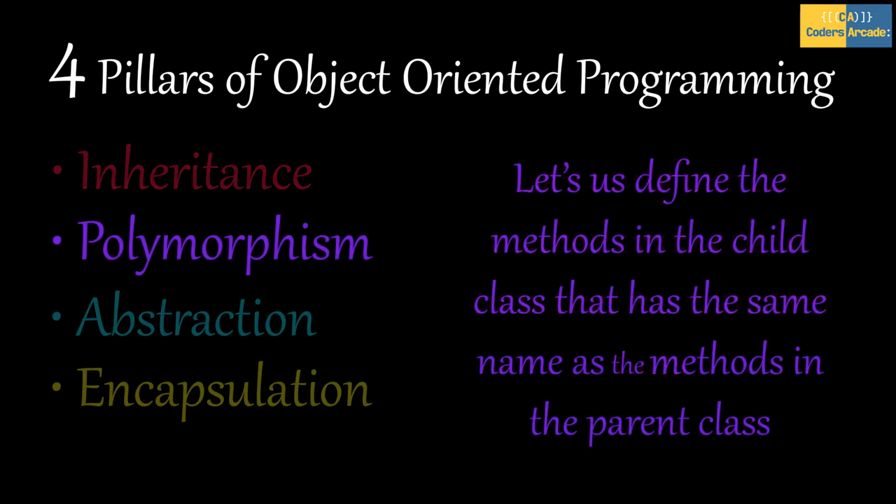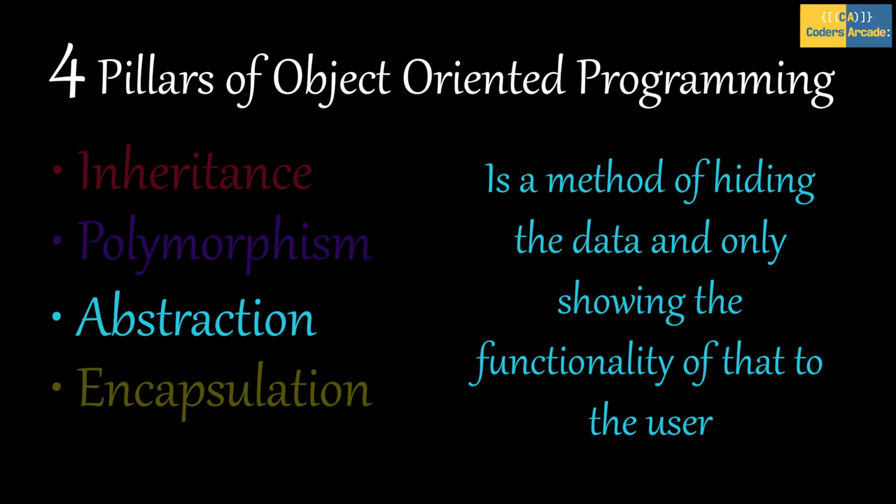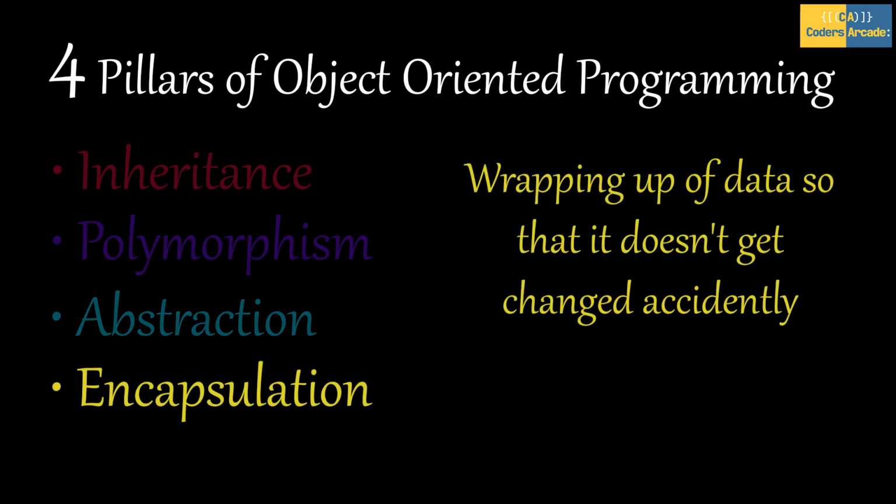In polymorphism, we can define the methods in the child class that have the same name as the methods in the parent class. Then, if I talk about abstraction, abstraction is a method of hiding the data and only showing the functionality of that particular thing to the user. Then, if I talk about encapsulation, encapsulation is a wrapping up of data.